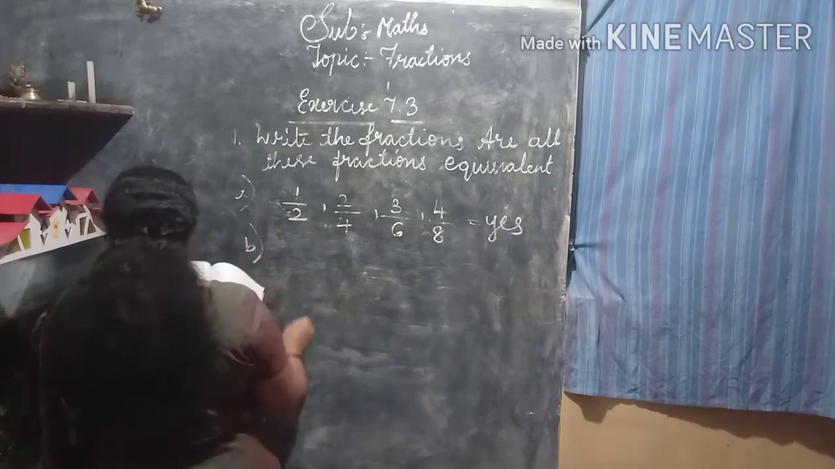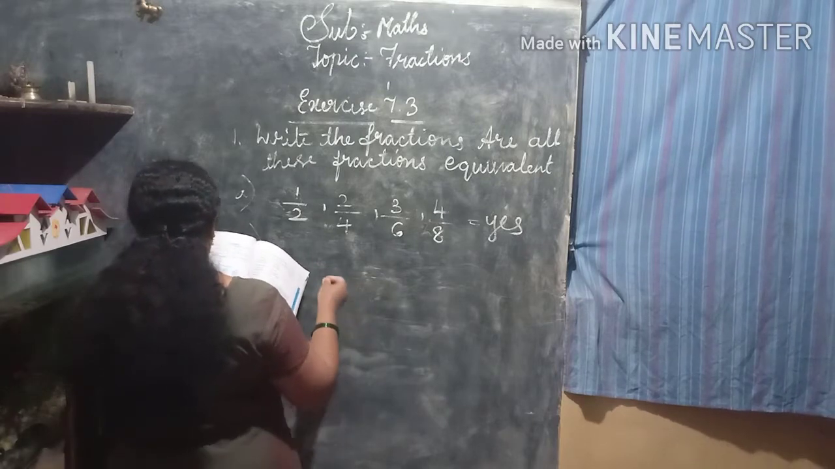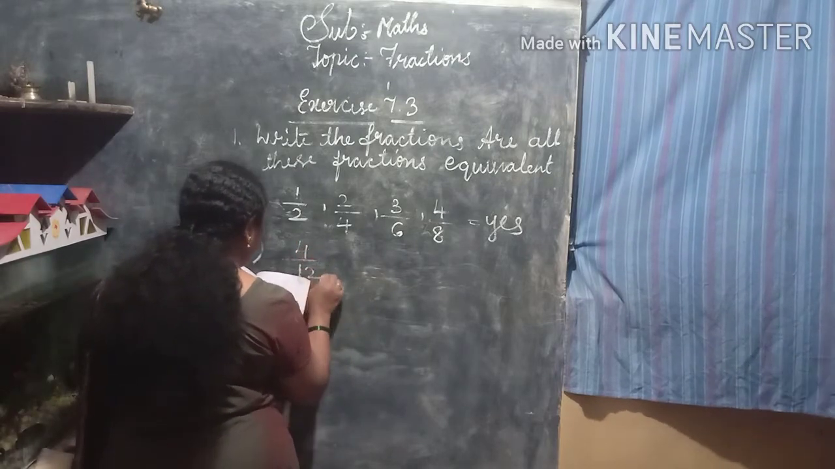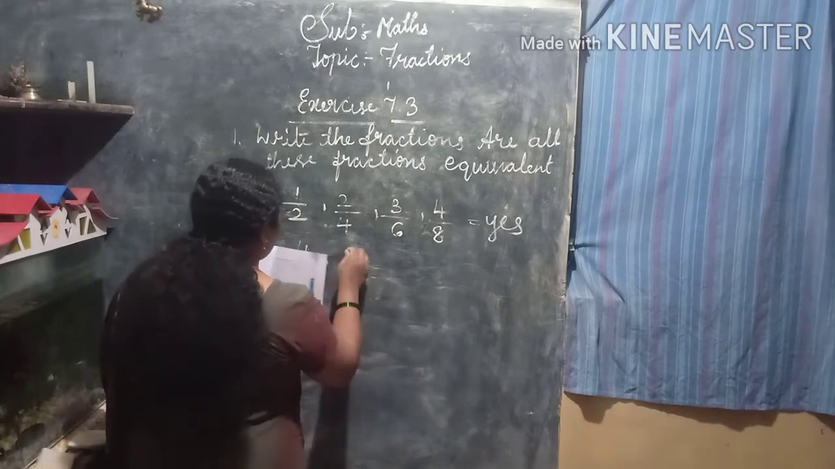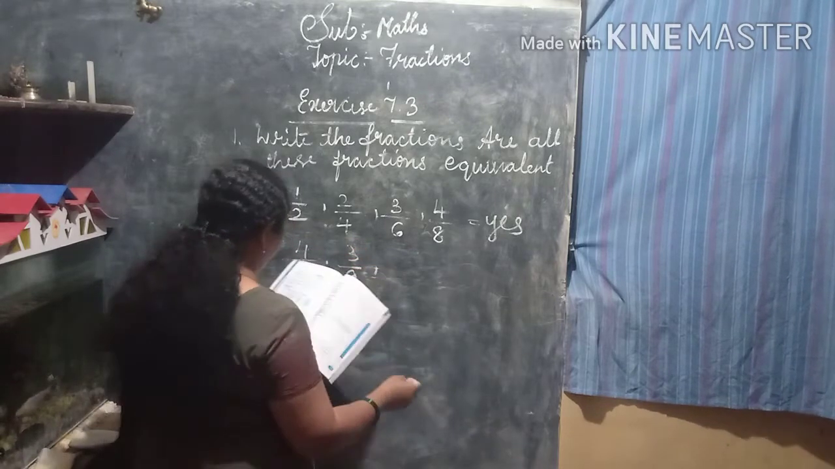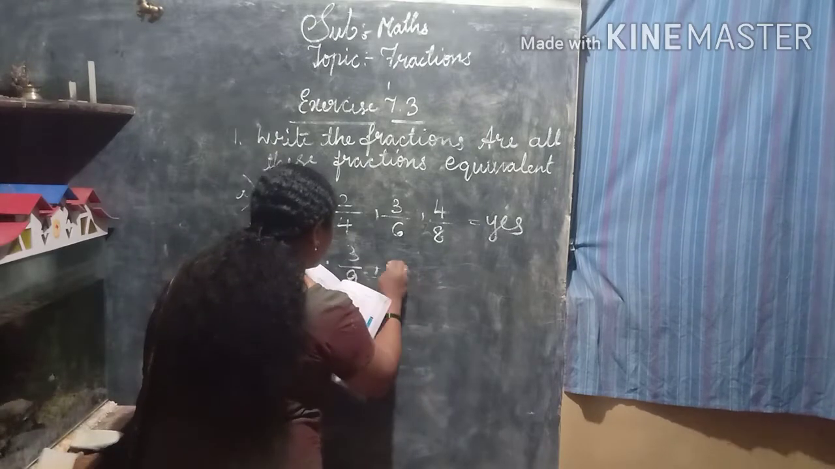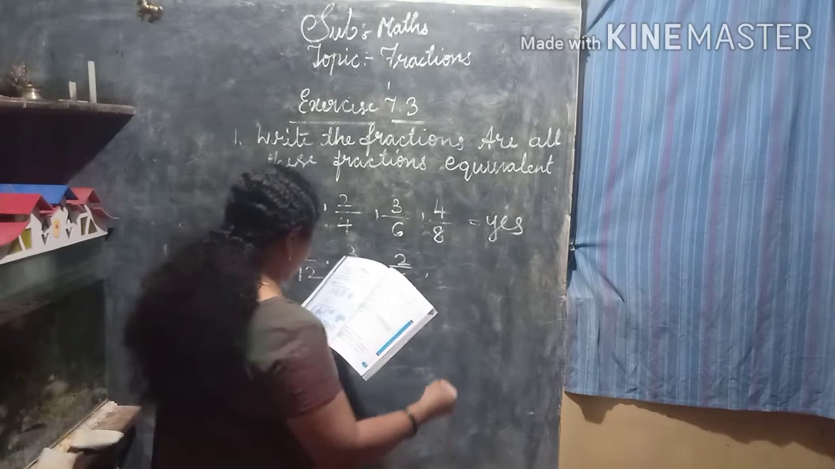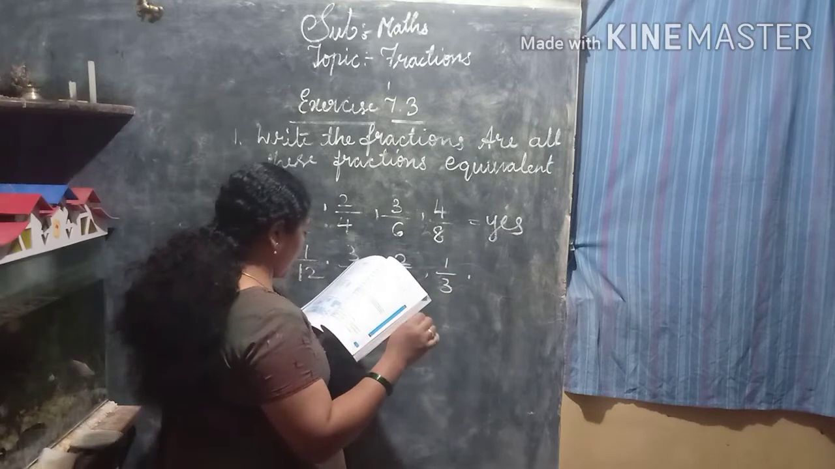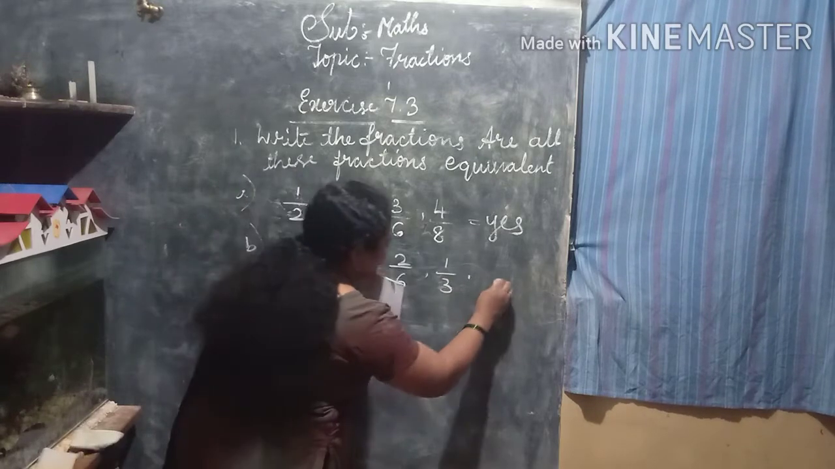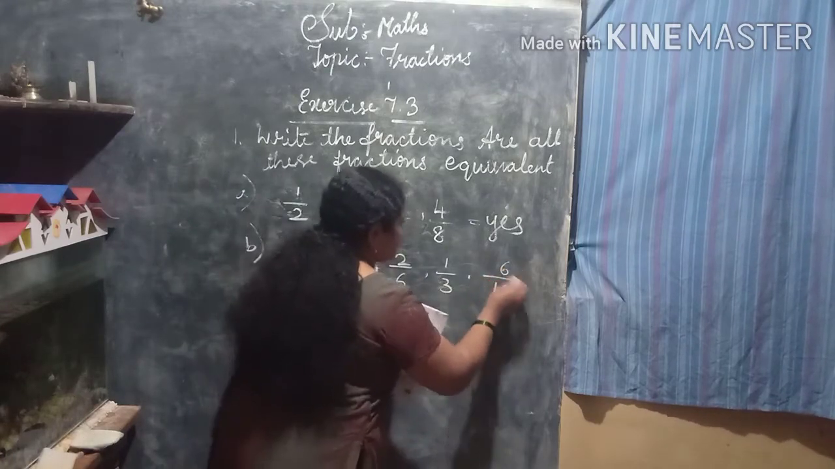Look at the B one, it is 1, 2, 3, 4, 5, 6, 7, 8, 9, 10, 11, 12. So it is 4 by 12, the first one. Second one is 1, 2, 3, 4, 5, 6, 7, 8, 9. So it is 3 by 9. Then 1, 2, 3, 4, 5, 6. 2 by 6. It is 1 by 3. And the last one is 1, 2, 3, 4, 5. 5 3s are 15. And here 1, 2, 3, 4, 5, 6, which is 3.